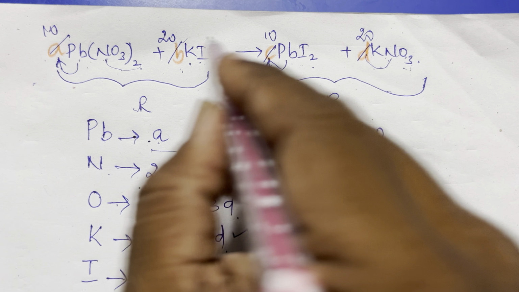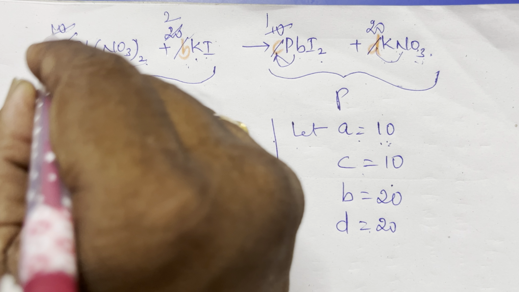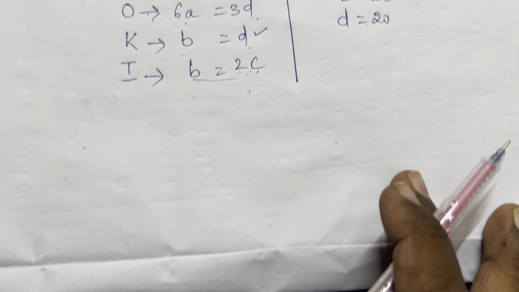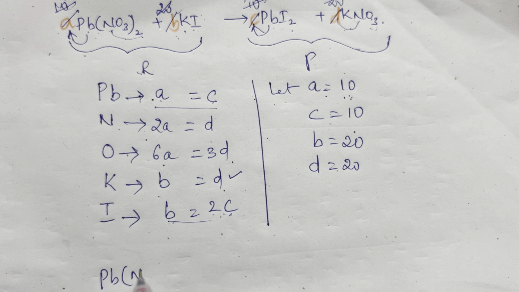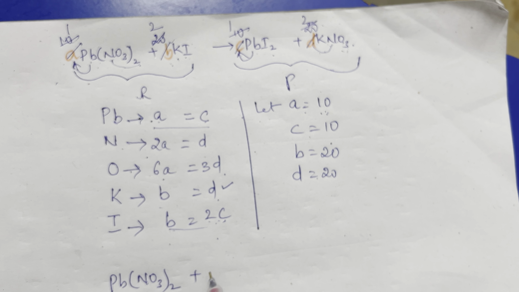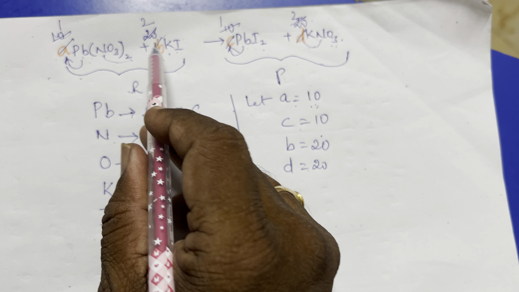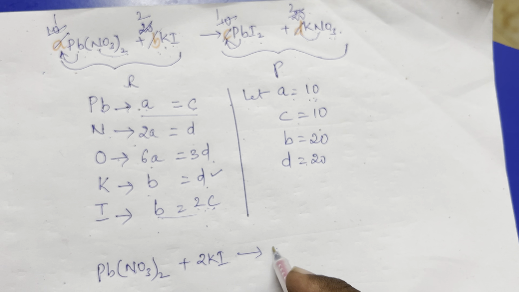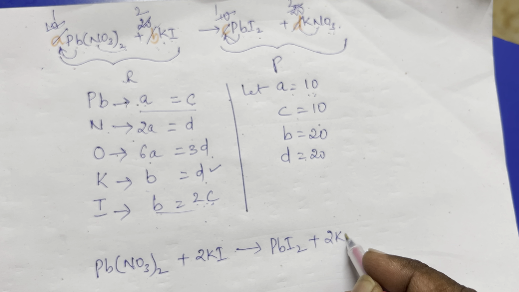Now cancel all, because these are whole numbers, with the 10 table: 10 times 1, 10 times 2, 10 times 1, 10 times 2. So now rewrite the equation at the bottom. What is the equation here? That is Pb(NO3)2 taken twice plus 2KI, because it is 2 here, gives rise to, it is only 1 here, so we write PbI2 plus, again it is 2 here, so 2KNO3.